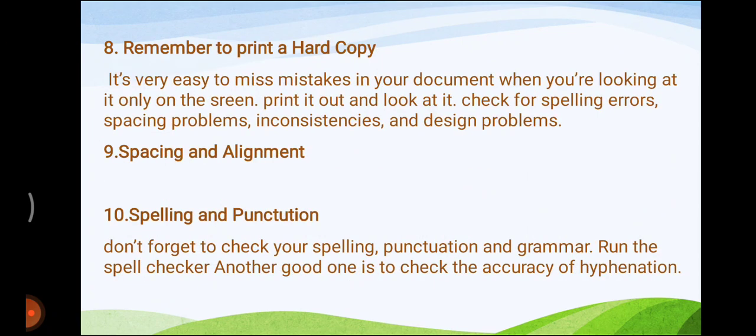Number 8, remember to print a hard copy. It is very easy to miss mistakes in your document when you're looking at it only on the screen. Print it out and look at it. Check for spelling errors, spacing problems, inconsistencies, and design problems. Number 9 is spacing and alignment. So spacing should be consistent throughout your publication.